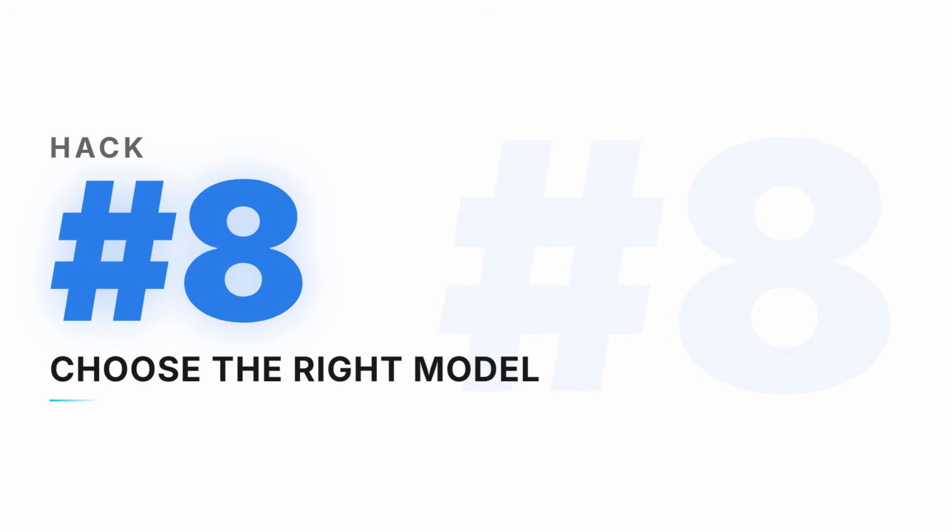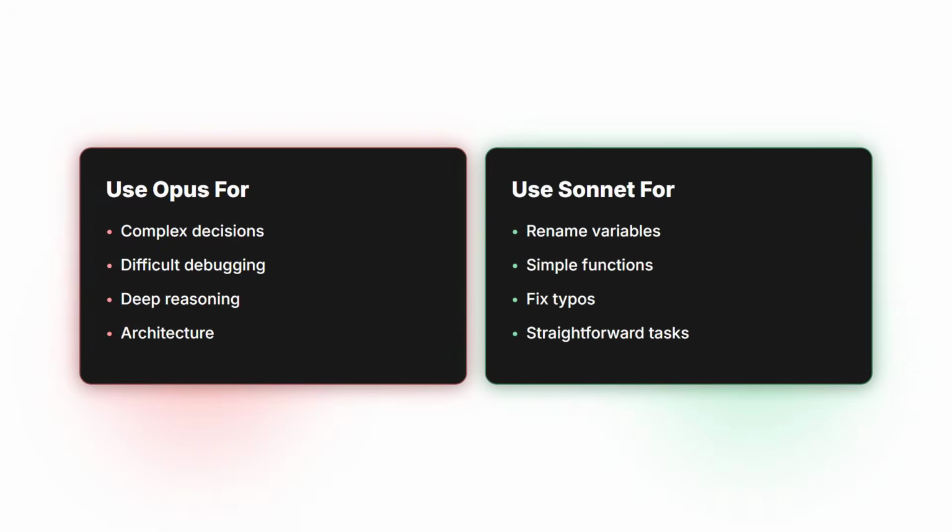Number 8, choose the right model for the task. So Claude Code gives you the option to switch between different models. Not every task obviously requires the most capable and most expensive model. If you're asking Claude to rename a variable or some text on a page across a few different files, writing a simple function or fixing a typo, you don't need the largest Opus model for that. Switching to something like Sonnet for simpler tasks can reduce your per token cost significantly whilst still getting the job done. You can toggle between models using the /model command.